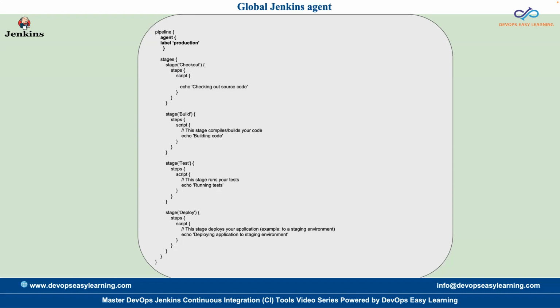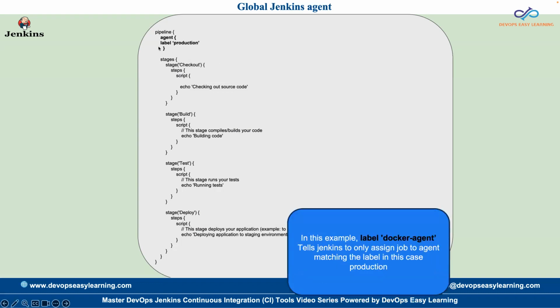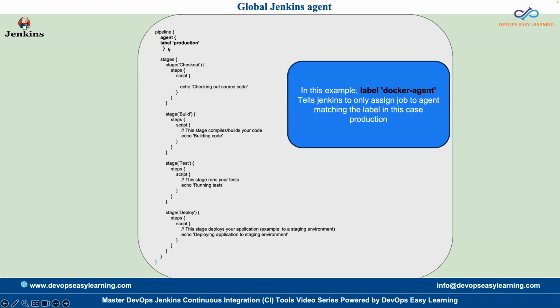Now, I wanted you to pay attention to something which I probably forgot to mention earlier. If you call an agent here on top, that agent is the default agent for all the stages. Whether it is any, none, or an agent with a label, and the label can be anything, if you put an agent here, it is the default agent for every single stage. This agent will be used for the checkout stage, the build stage, the test stage, and the deploy stage.